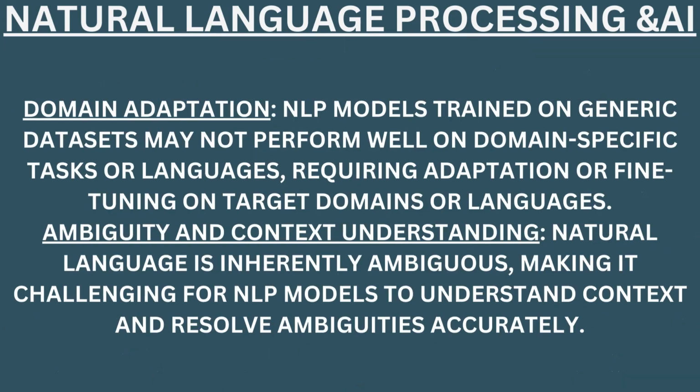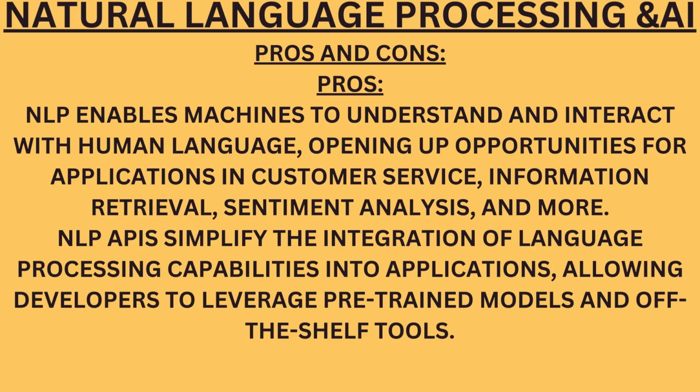Domain adaptation. Natural language processing models trained on generic datasets may not perform well on domain-specific tasks or languages, requiring adaptation or fine-tuning on target domains or languages. Ambiguity and context understanding. Natural language is inherently ambiguous, making it challenging for natural language processing models to understand context and resolve ambiguities accurately. Pros and cons.